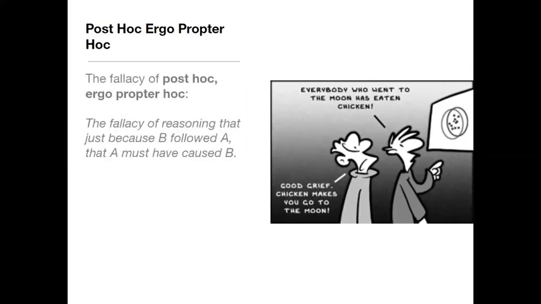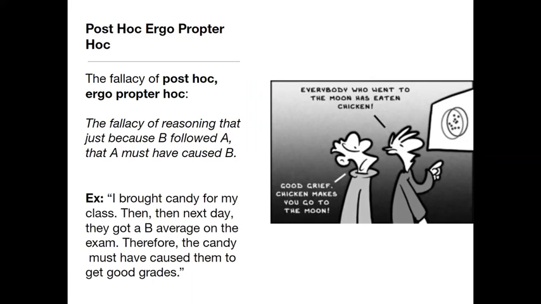So this leads to a famous fallacy, the post hoc ergo propter hoc fallacy, which humans are very, very prone to use. This is the fallacy of reasoning that just because B follows A, that A must have caused B. So here's a simple example. I brought candy for my class, let's say for all of you. Then the next day, they get an above average score on the exam. And then I attribute the good scores to candy, right?